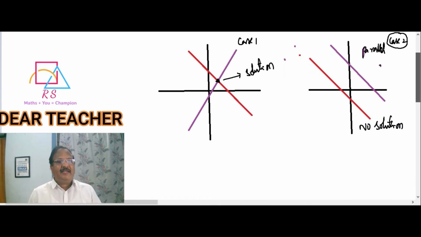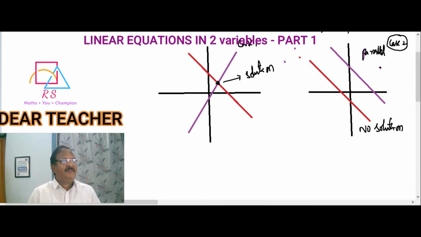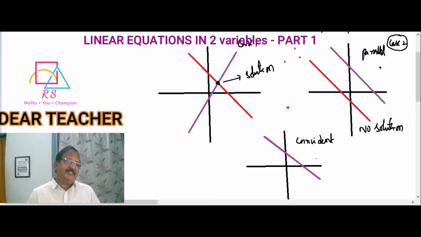Solution. Let us have one more condition. You may get two lines like this also. A line like this is one line, and another line also comes on the same. So here in this case both lines are coincident. That means they fall on each other.